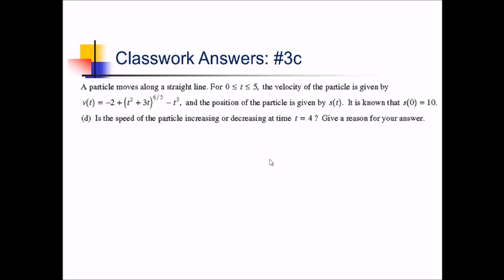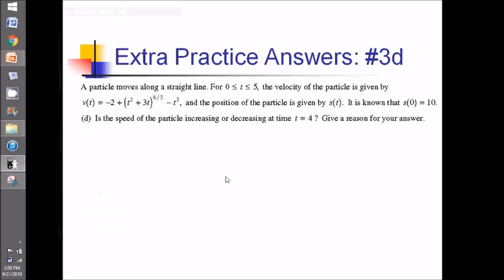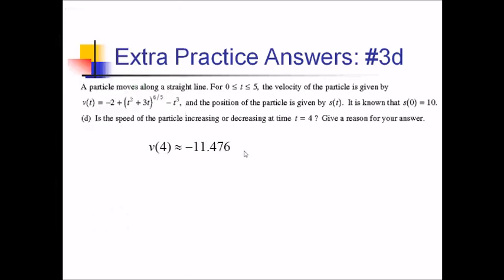So let's first find velocity at time 4. So for that, let me go to my calculator. Let me clear out my graph. And for velocity, I'm just going to do alpha trace y1. So this is where my velocity function still is. Open a parentheses and plug 4 in directly there. That comes out to negative 11.476. And that's a negative number significantly, because we have to compare the signs of this and the acceleration.